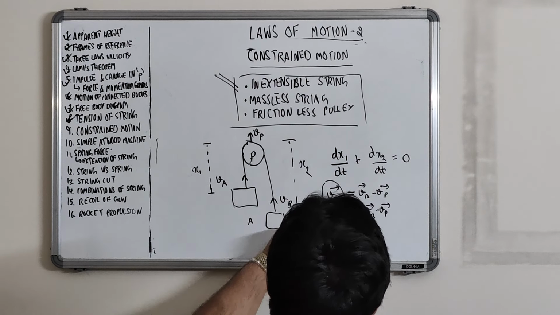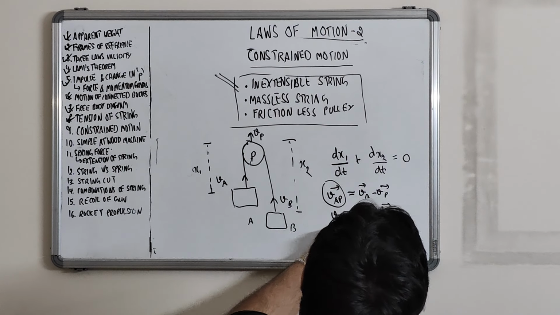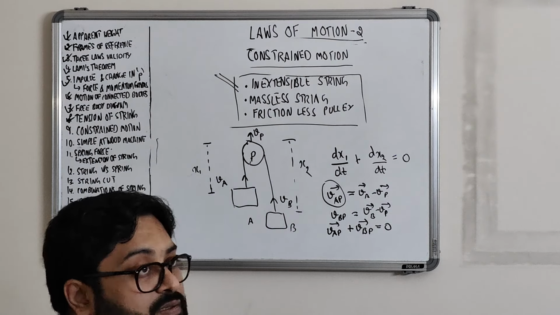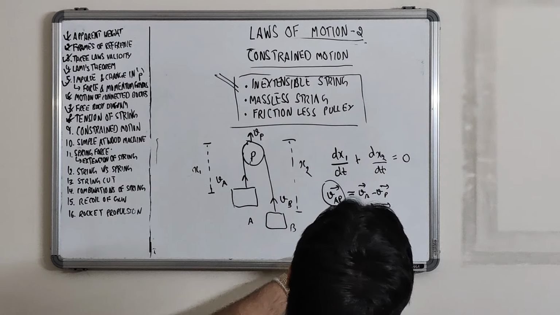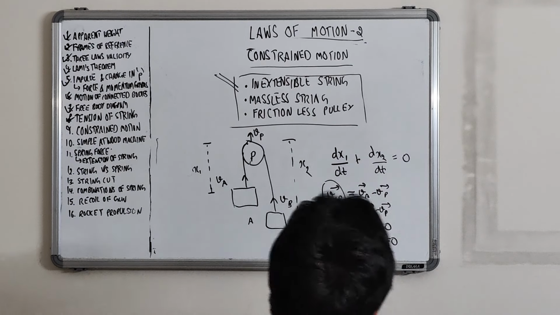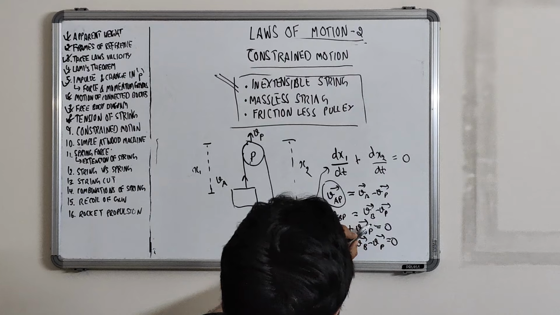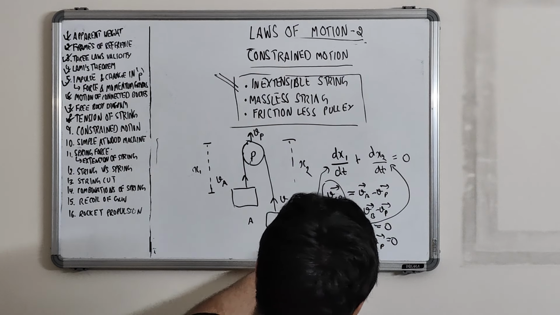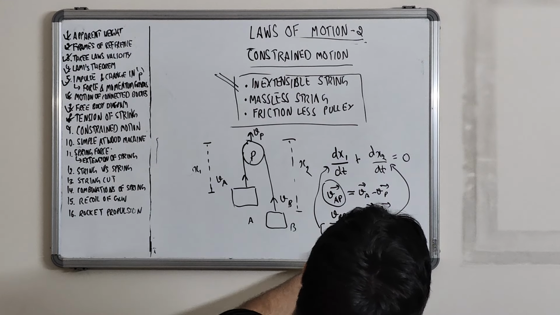So VAP plus VBP is equal to 0. Now let's put these back together. So we get VA minus VP plus VB minus VP is equal to 0, right? Because VAP is equal to dx1 and this is equal to dx2 at the end. Therefore we get (VA plus VB) by 2 is equal to VP.